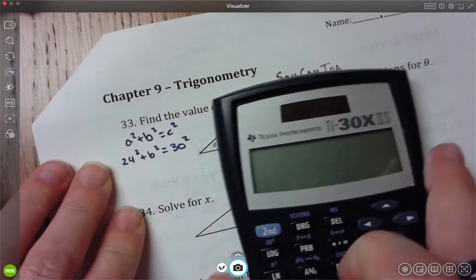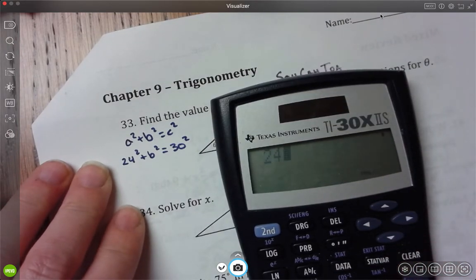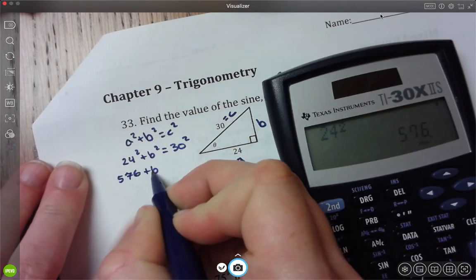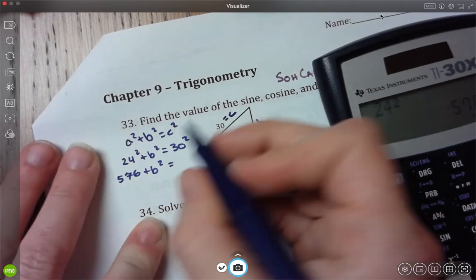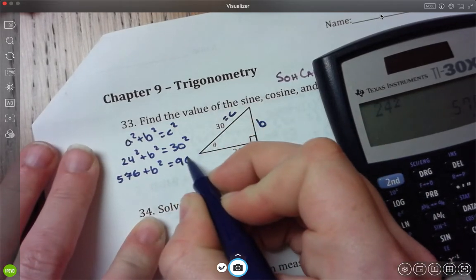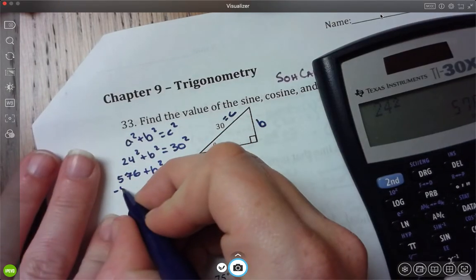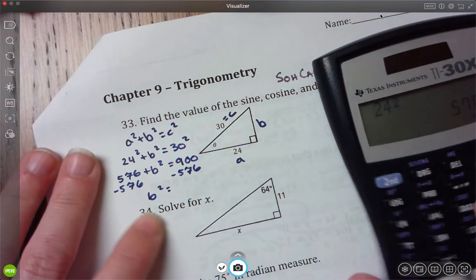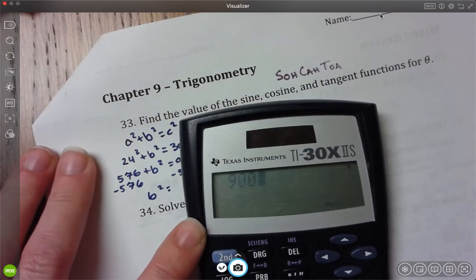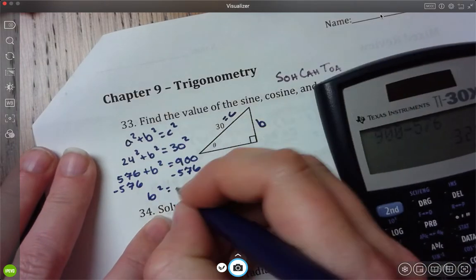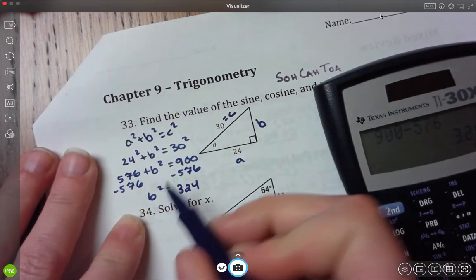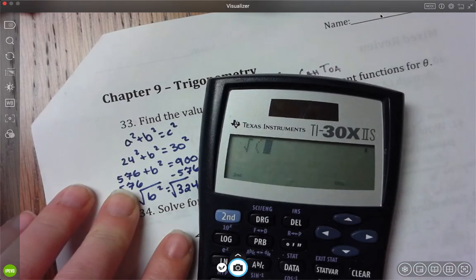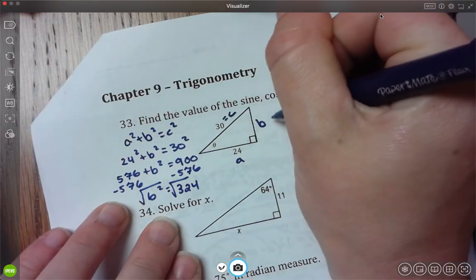So 24 squared is 576 plus B squared equals 30 squared. 3 squared is 9, so 30 squared is 900. Okay, and then I'm going to subtract 576. So B squared will be equal to 900 minus 576, which is 324. And then to get just B, I take the square root of that. The square root of 324 is 18, perfect. B comes out to be 18 exactly.